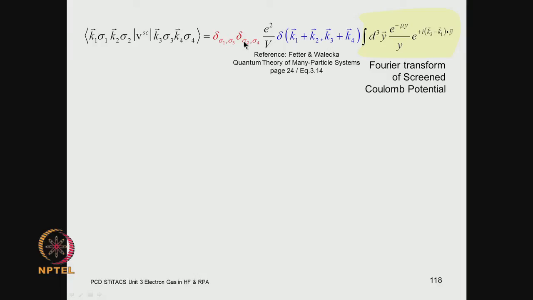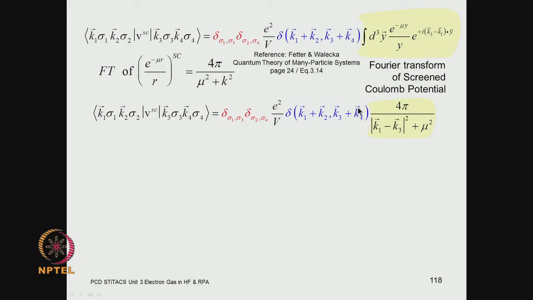Here you have got the Kronecker deltas coming from the spin. Here you have got the Dirac delta coming from the box normalization, right? And here you have got the Fourier transform of the screened Coulomb potential that we have just evaluated. So we have got everything now. Just put in all the values. So here you get 4 pi over, here the factor is k3 minus k1, so you have got the modulus of k1 minus k3 whole square, right, plus mu square. So this is your two center term.